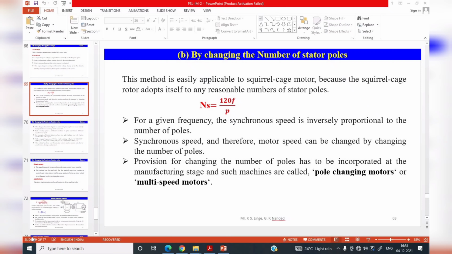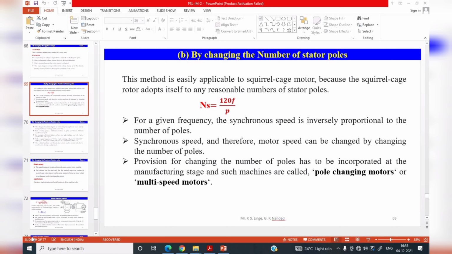In this video, we are going to perform speed changing of a three-phase induction motor by changing the number of poles. This method is easily applicable to a squirrel cage induction motor because the squirrel cage rotor adapts itself to any reasonable number of stator poles.